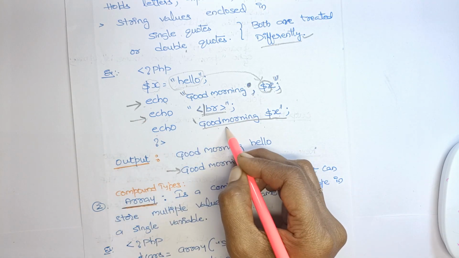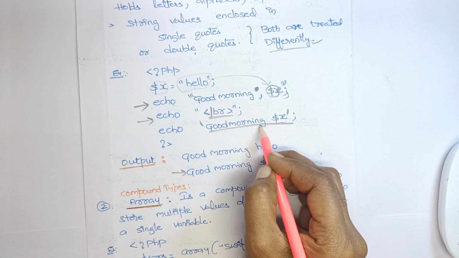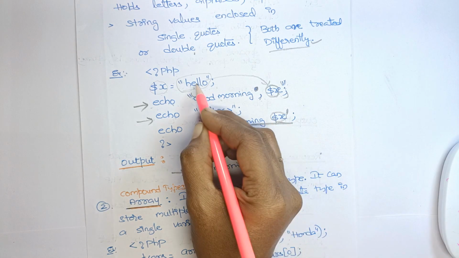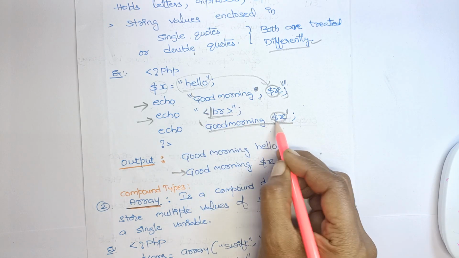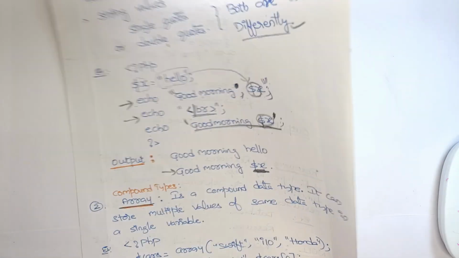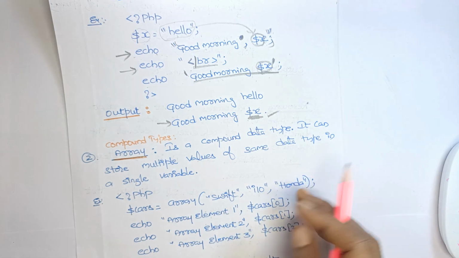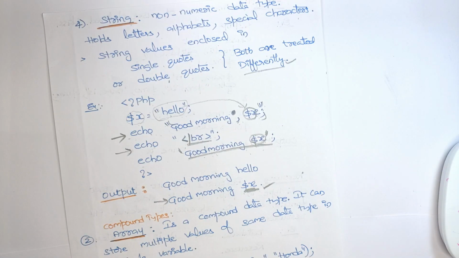Next, echo 'Good morning, $x'. Single quotes are there. Single quotes mean what? It doesn't hold the x value. As it is, whatever you have written in the single quotes will be directly taken. Okay, 'Good morning, $x', it will print like this. Okay, this is about the data types.